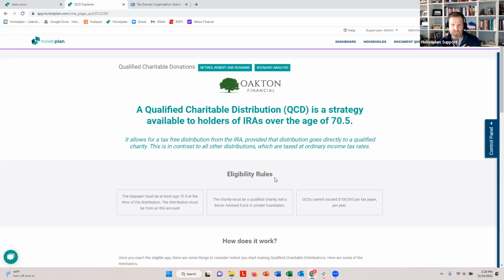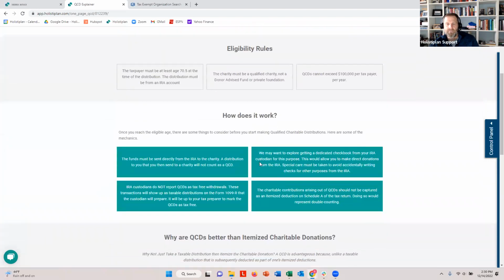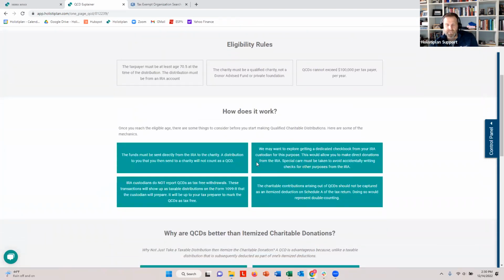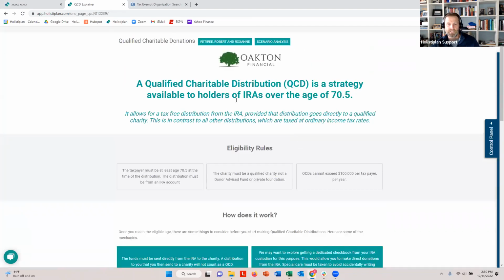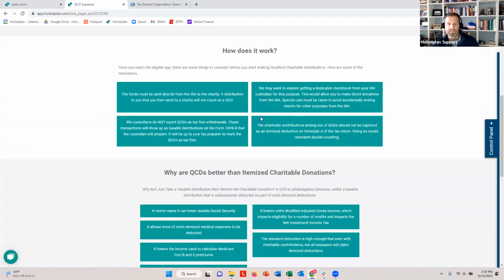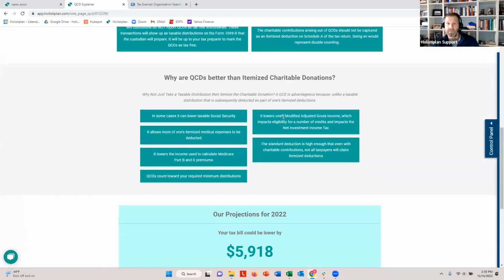And the number of times I've had to draw what a donor advised fund is or how a QCD works is pretty high. So isn't it nicer to just be able to have, I'm going to say a page, but this is intended to be an on-screen deliverable where you can walk through what is a QCD to somebody who's never done one before, right? Who's eligible? How does it work? Why might they be better than itemized charitable donations?